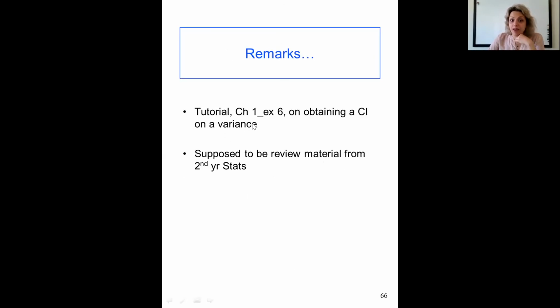Look at this. We have an example in the tutorial section of the course notes on Learn, and the file's name is chapter 1, example 6. You will see an example on obtaining the confidence interval for a variance. Because when we are working on the hypothesis test, it doesn't matter. If you know how to do the hypothesis test, you would be able to do the confidence interval. If you know how to do the confidence interval, you would be able to do the hypothesis test. As I said, they're very similar, just the starting point is different.